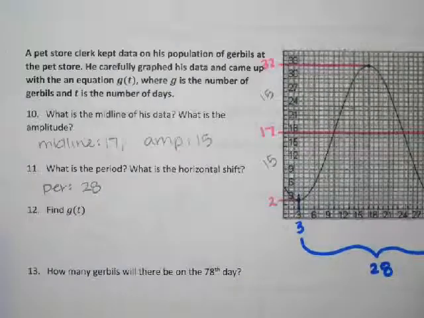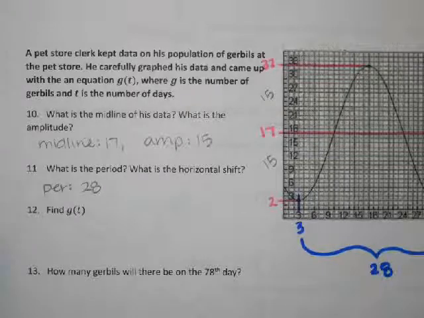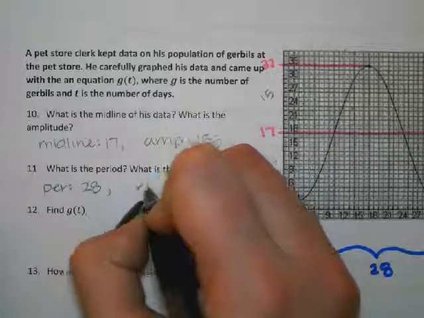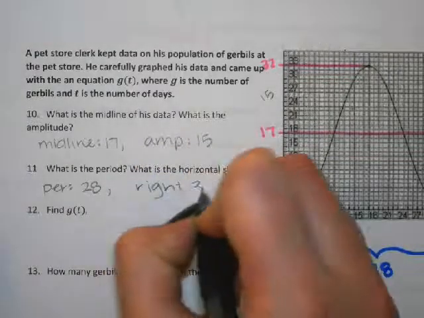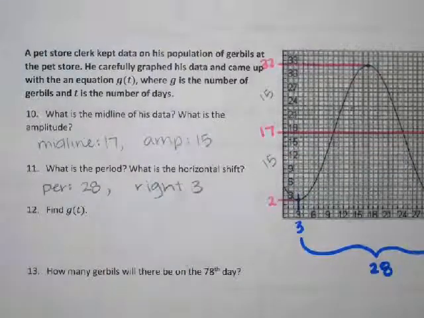What is the horizontal shift? 3. Is it to the right or left? Right. Okay, so I'm going to say right 3. So all these questions were helping you look at the picture and find all the important information so that you could write the equation. That's what all those questions were doing.